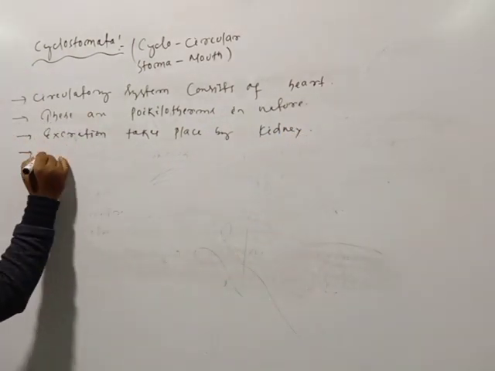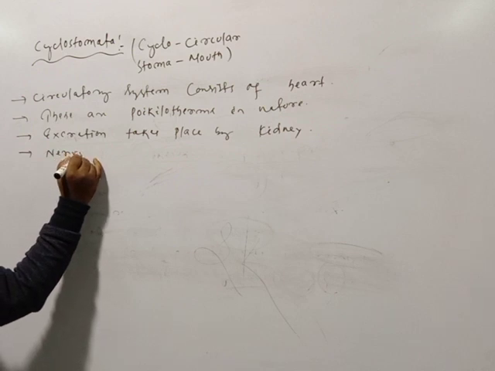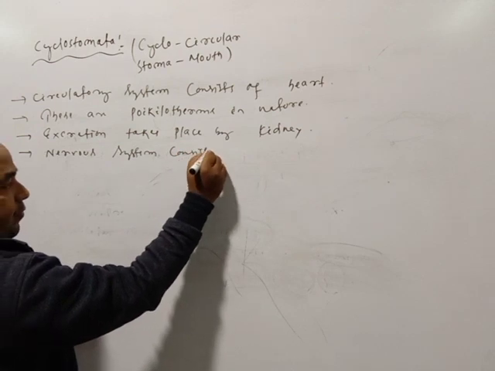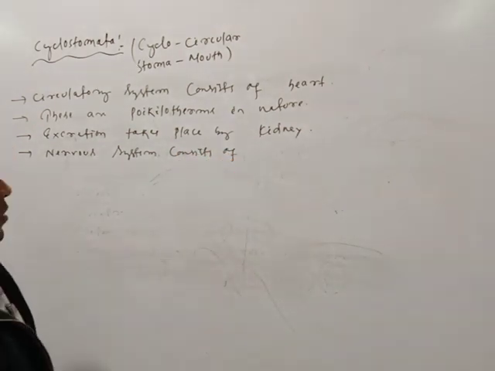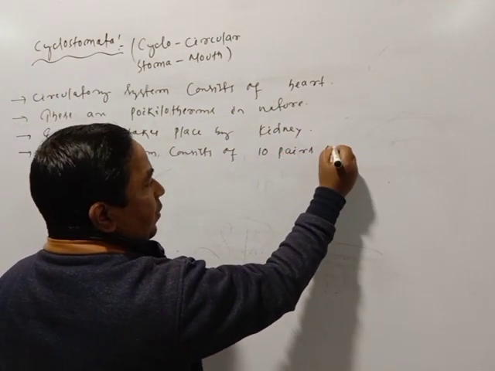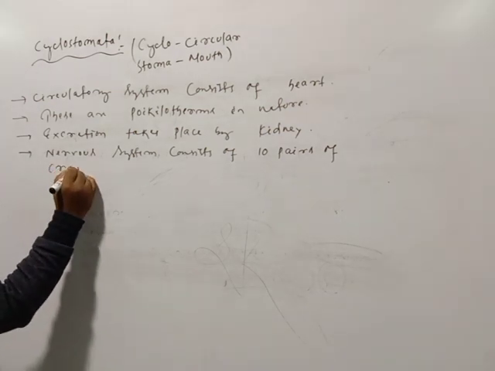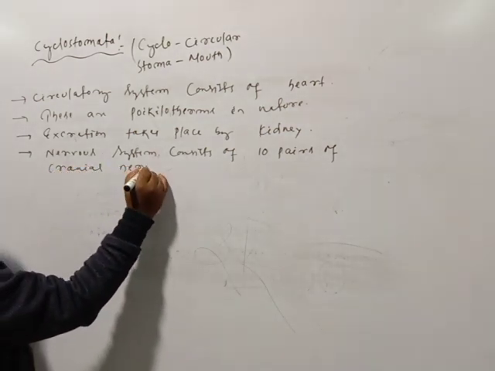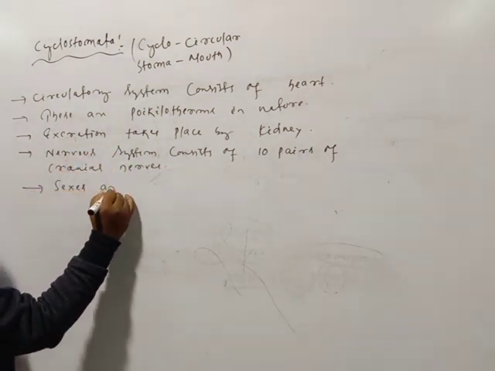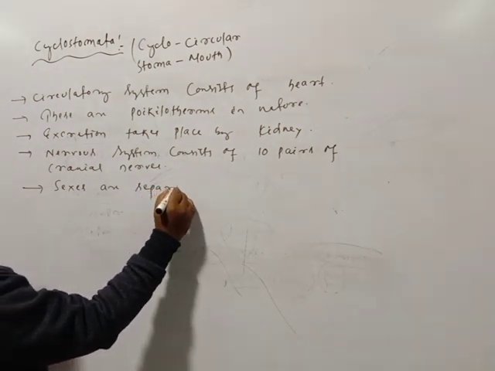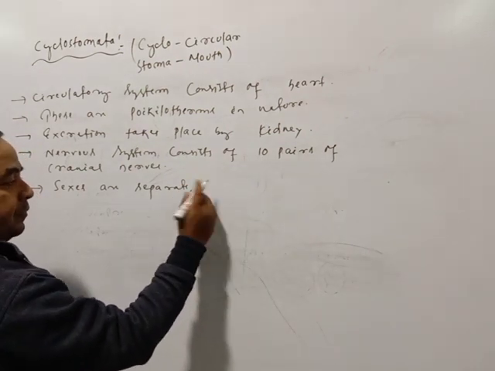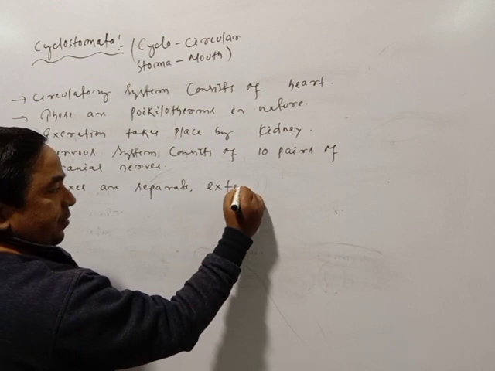Then the nervous system consists of 10 pairs of cranial nerves. Next, sexes are separate. External fertilization takes place.